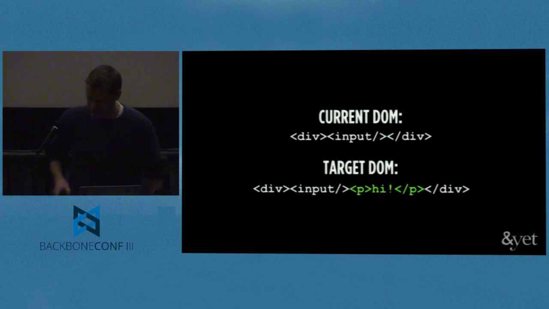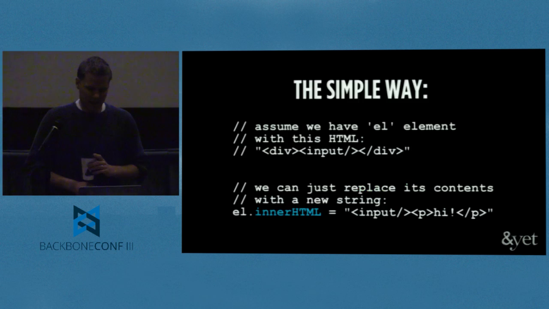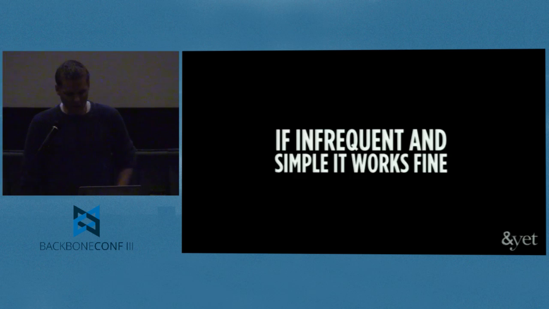So, for a more concrete example, say that we have this. The top is our current state of the DOM, and then after we render the state of a particular view, at the bottom, that's the target. That's what we want to end up at. We want to add that. There's a new paragraph tag there. So the simple way to do this is, if the element contains that entirely, you just set the new inner HTML to be just that string. The browser parses it and puts it in there for you, right?